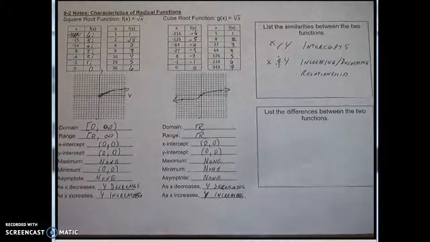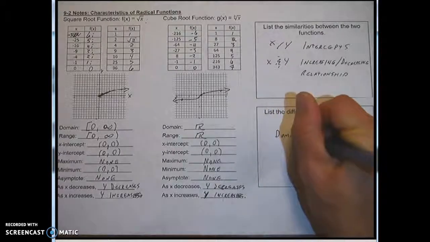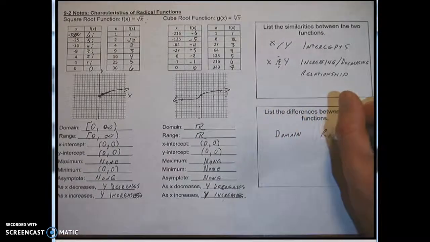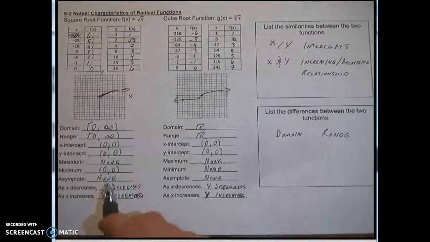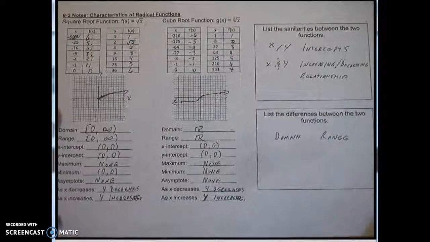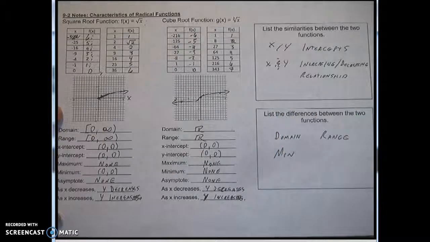Now the things that are different are the domain and range. And what else is different on here? It looks like the square root function has a minimum, and the cube root does not. So I'm going to put min right there as well. Those are all the differences.